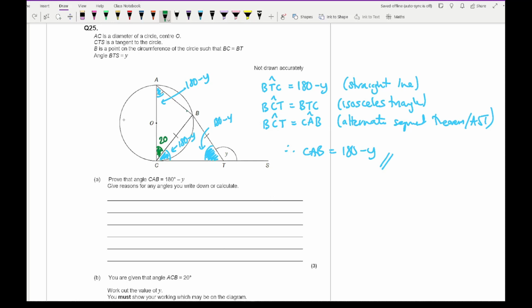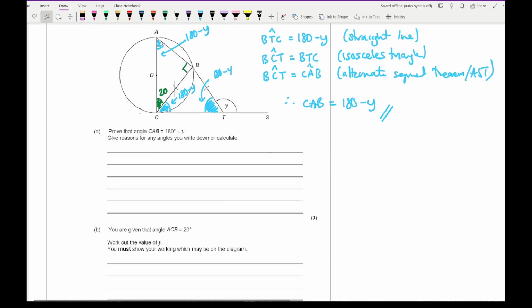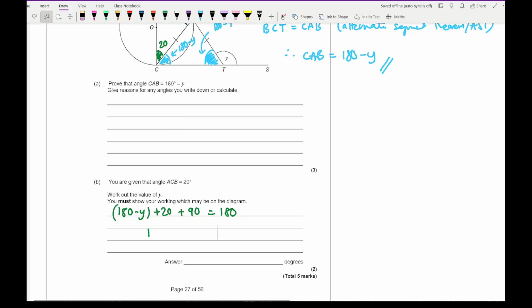Well, we know that this angle here is going to be 90 degrees because it's a triangle inside a semicircle, because AC is the diameter of the circle. It's a straight line that goes from one end of the circumference to the other through the center. So then from this, what we've got is 180 minus y, which is one angle, plus 20 plus 90 equals 180. If we take all of this over to the side, we end up with 70. So therefore, y equals 110.